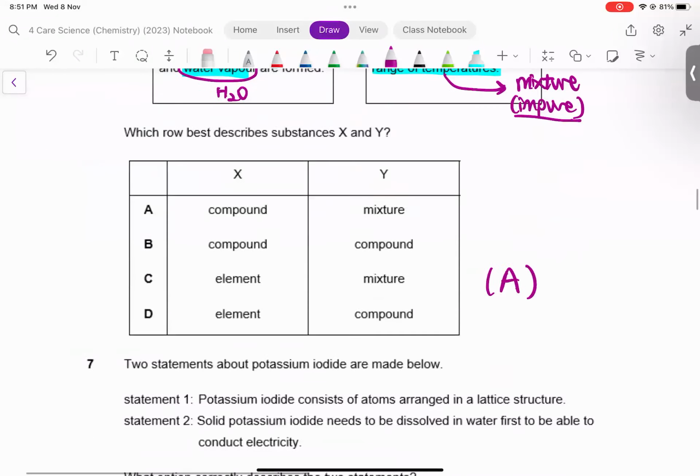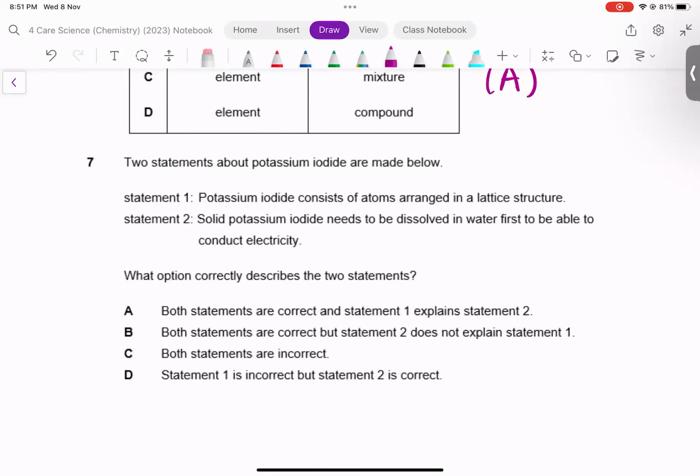Now, question 7. Question 7 is now a very typical question type that you will find in many other schools' papers. They give you two statements and ask you, oh, are the two statements correct? Do they explain each other? Or are the statements incorrect? So you have to read the statements thoroughly. Every single word must be read.